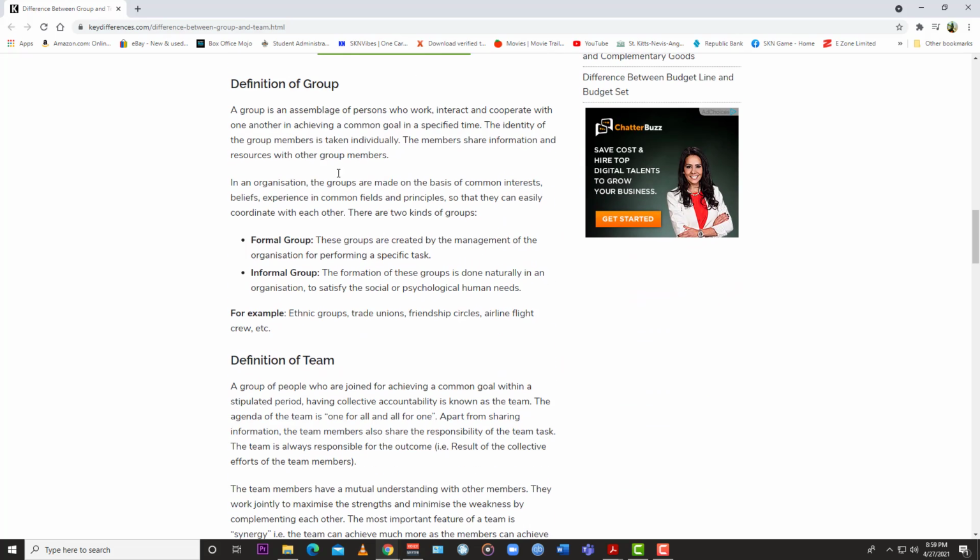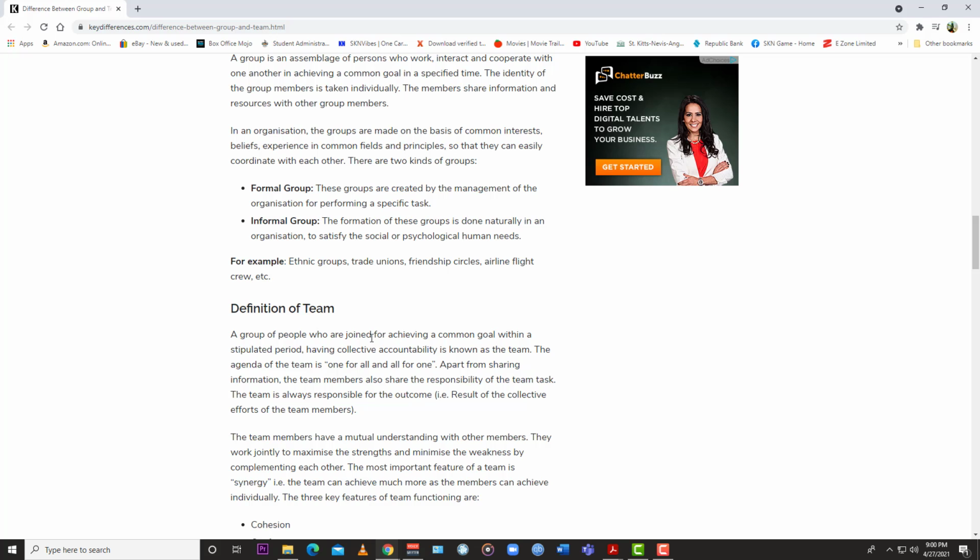A group is an assemblage of persons who work, interact, and cooperate with one another in achieving a common goal in a specified time. A team is a group of people who are joined for achieving a common goal within a stipulated period of time, having collective accountability. Now, this is a key difference between those two words: collective accountability. If a team fails, the accountability lies with all of its members.